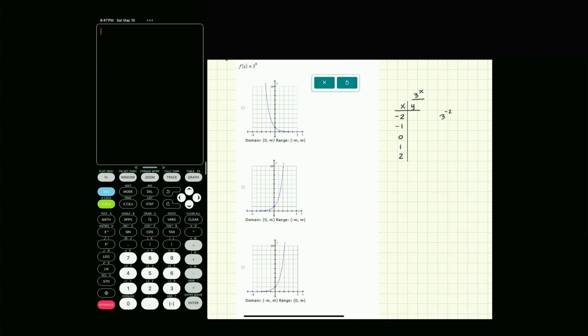3 to the -2. Well, we could use our calculator, 3 to the -2, and make it a fraction. That's 1/9. Similarly, 3 to the -1 is 1/3. Anything to the 0 power is 1. 3 to the 1 is 3, and 3 squared is 9. So then we could plot those points. -2, 1/9. Well, let's make our own graph here.